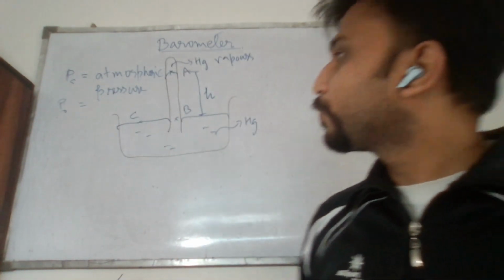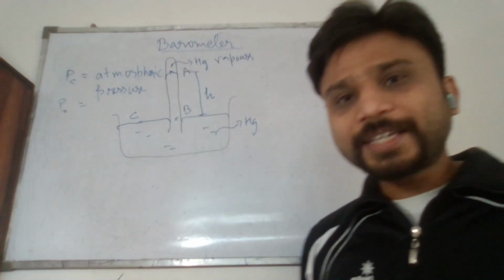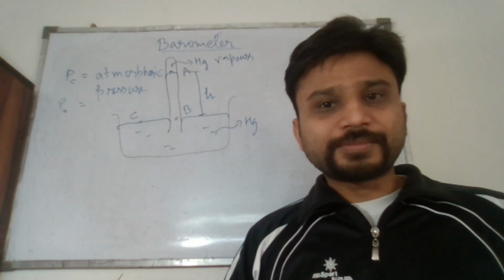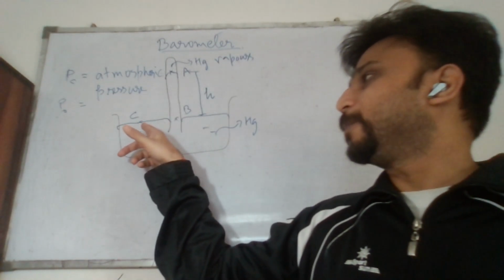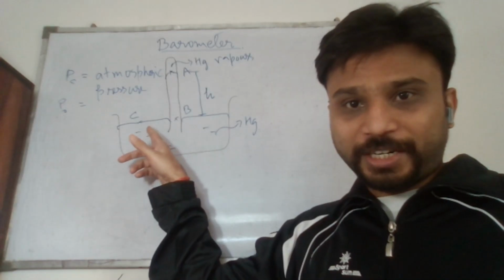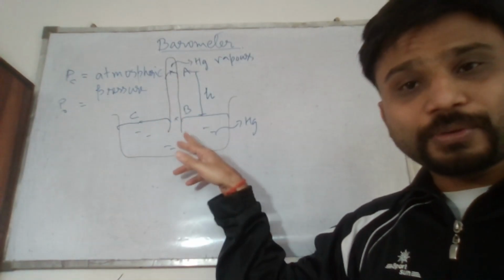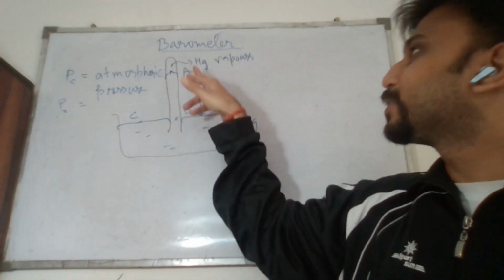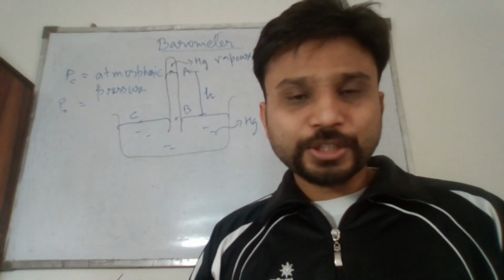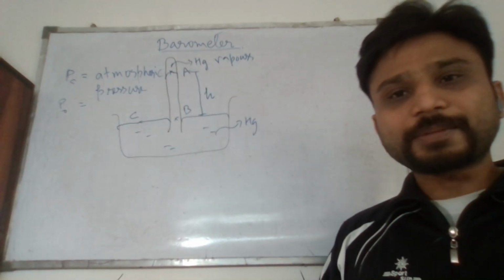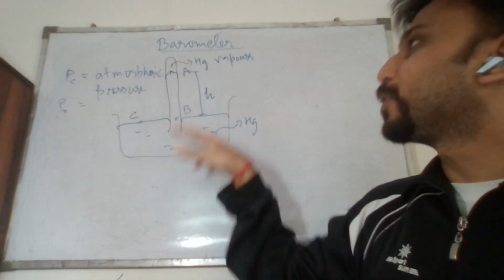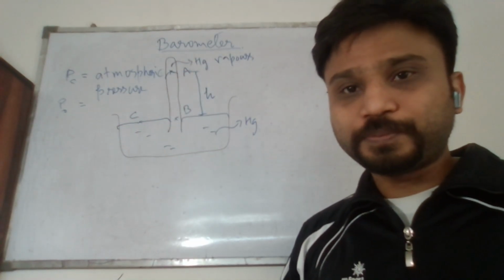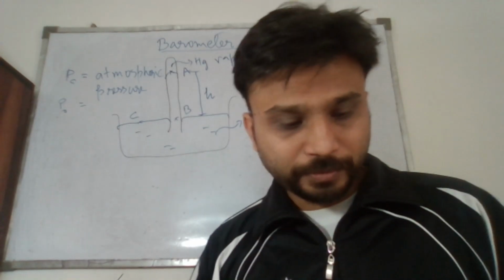You might be getting some intuition that if we increase the atmospheric pressure at point C, more and more fluid will rush into this tube to increase the height h. And your thinking is absolutely correct. This pressure P naught is actually what is forcing the fluid inside this tube. Let's see how.